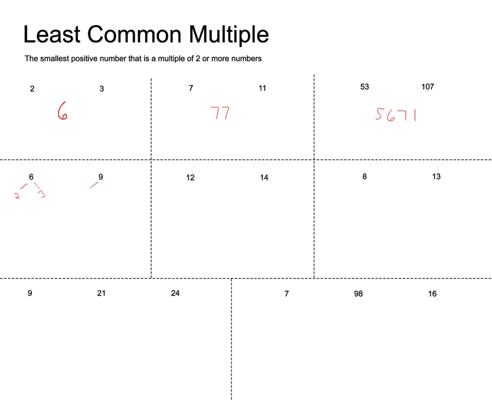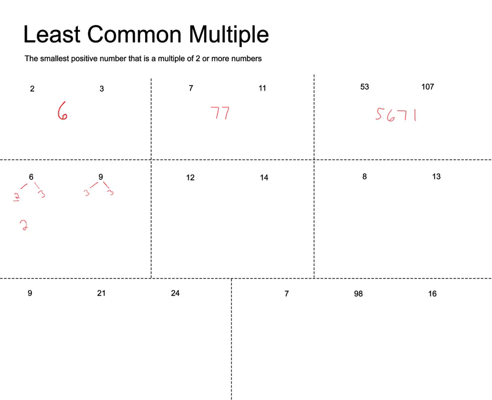9 can be broken down into 3 times 3, and again, 3 is a prime number. So we're done with the prime factorization. Now, to get the least common multiple, what we do is we figure out the maximum number of times that each prime factor shows up, and we multiply them together. So we have 2 over here, and it only shows up once in the prime factorization of 6 and 9. So we're going to drop down a 2.